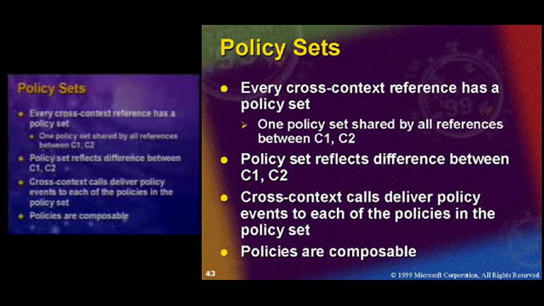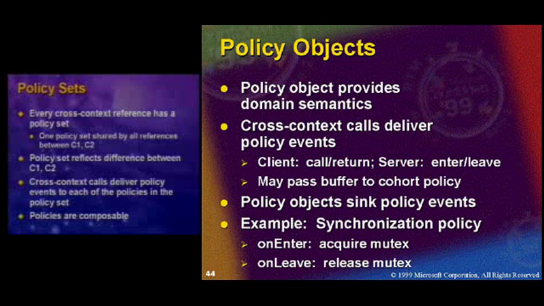When you make a call across a context boundary, like I mentioned before, there's going to be a set of policy events delivered to all of the policies in the policy set. And this is how we do composition. It's probably a term that you've heard a lot in various MTS and COM+ talks. It means that we can have individual services and we can combine them together, and they will work, hopefully, together well. So you can have transactions and security. You can use load balancing and security and transactions. You can use all that with synchronization. I hope I didn't say a combination that doesn't really work. I think I'm safe there.